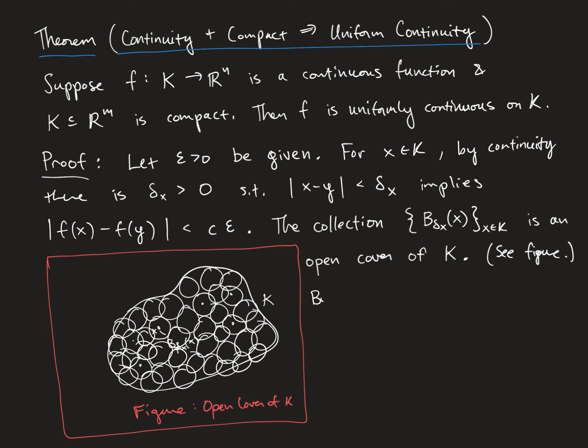So by the compactness of K, we can find a finite subcover. So let's say it's going to be B sub delta sub x_i, and I'll just call that delta_i for short.